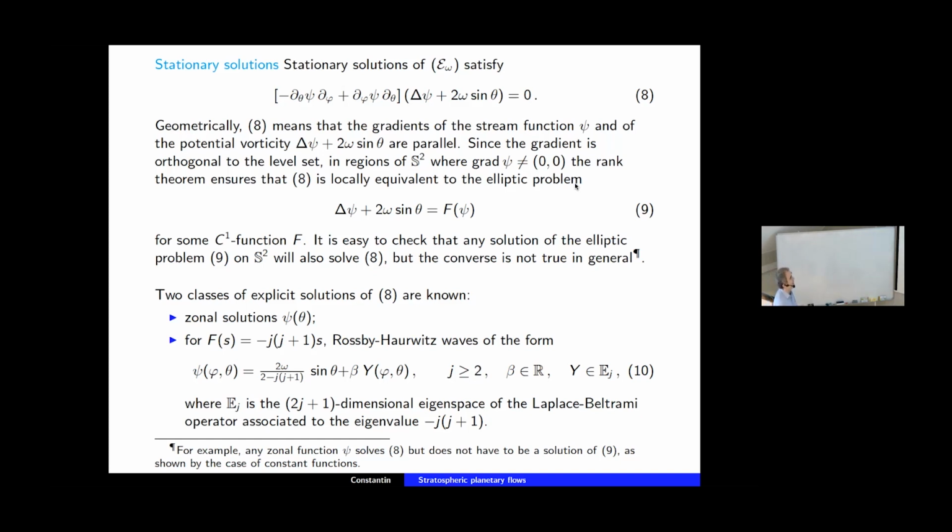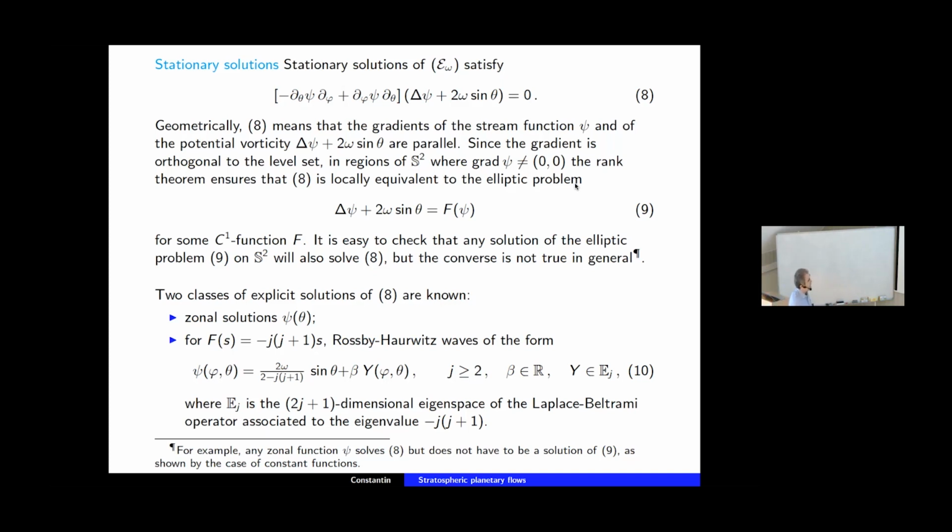So, for example, psi equal to a constant. The interesting thing here is that any zonal solution, where zonal means something that depends only on latitude, will solve this, but obviously not necessarily this one. For example, psi equal 1 doesn't solve this one for f equals 0, but it solves that. So this is not equivalent, but it is.